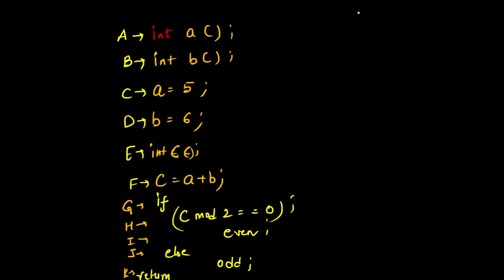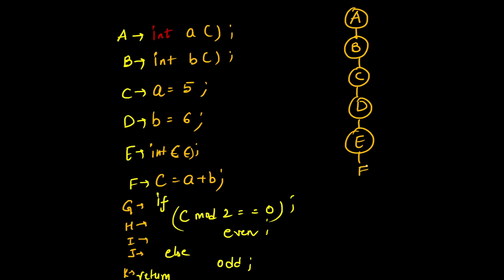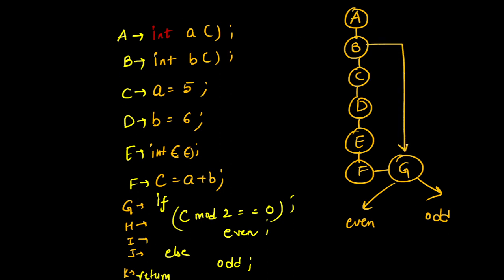So if I start from here, it is like A, then after A you have to go to B, then after B you go to C, then after C you go to D, then after D to E, and after E to F, then after F to G. Now with G you have two options: either you can take the even part or you can take the odd part. Suppose we make certain changes in this program and we have this path as well, for example. Just ignore this.